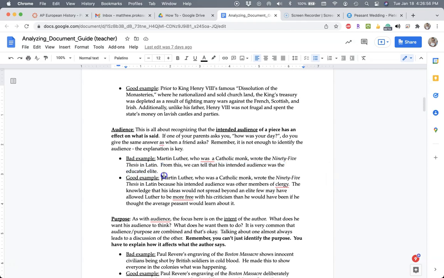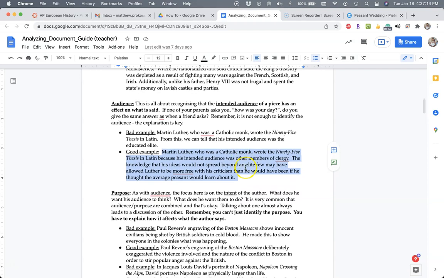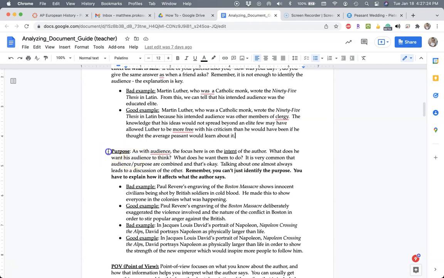Here's what you need to do. Luther was a Catholic monk, wrote the 95 Theses in Latin because his intended audience was other members of clergy. The knowledge that his ideas would not spread beyond an elite few may have allowed Luther to be more free with his criticism than he would have been if he thought the average peasant would learn about it. See, that's offering an explanation on why the document's message could be changed depending on the audience. All right, let's look at purpose.